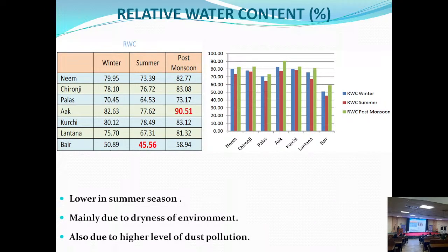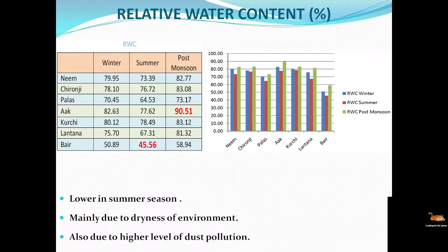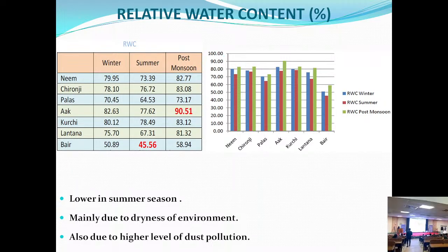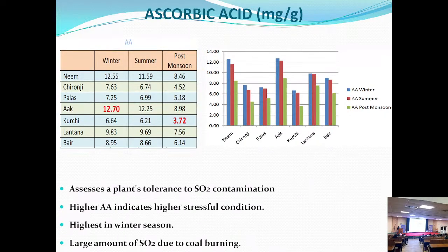So for relative water content, it is lower in the summer season, mainly due to dryness in the environment. Here we can see the variation in relative water content, that is maximum in post-monsoon in the earth leaf, and minimum in summer in the bare leaf. Next.